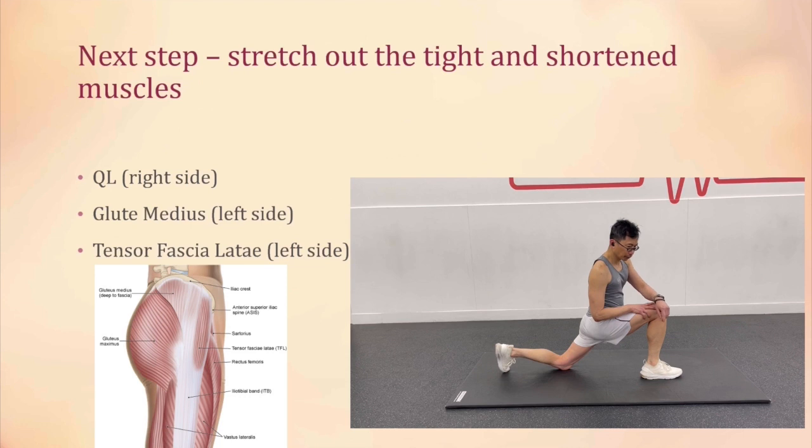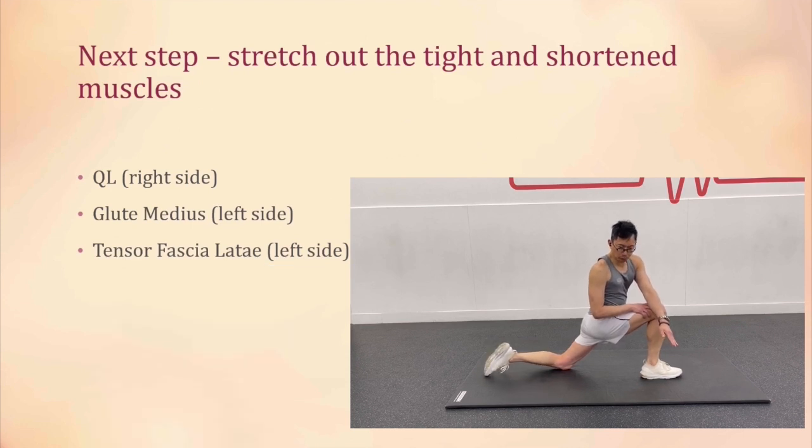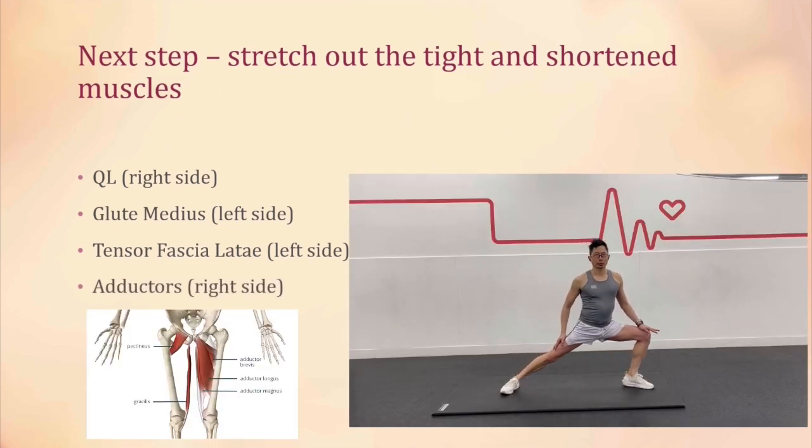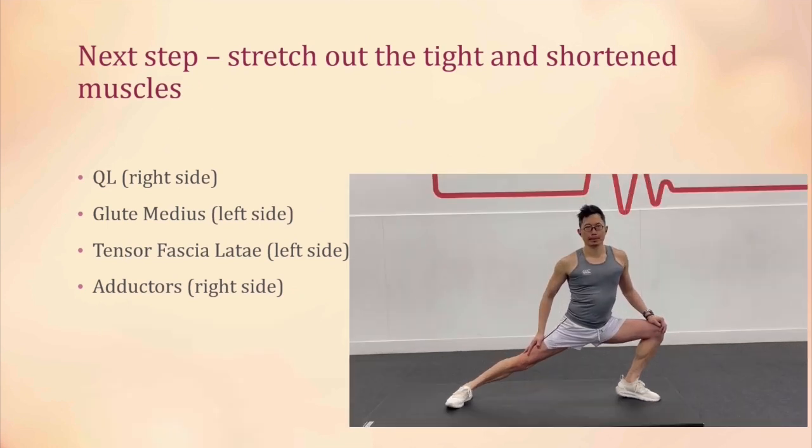For your left TFL, assume the lunge position with your left leg at the back. Lunge forward and lean to your right side. Aim to feel a stretch on the upper side of your left leg, and then hold for about 30 seconds. To stretch your right adductors, perform a side lunge towards the left side. Aim to feel a deep stretch in the inner right thigh. Hold for about 30 seconds.